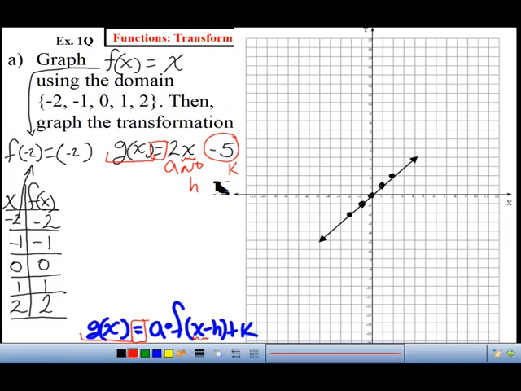Tell your neighbor what I just said, or whoever's there with you. We always leave what? H and k to the end. So that means we need to worry about a, because we want to know whether it's going to stretch or compress. So that means we're going to add an extra column here at our table. Do that in red. And we're going to multiply f of x times, what is a? A is 2. So we're going to do 2 f of x to see what happens to the original graph.